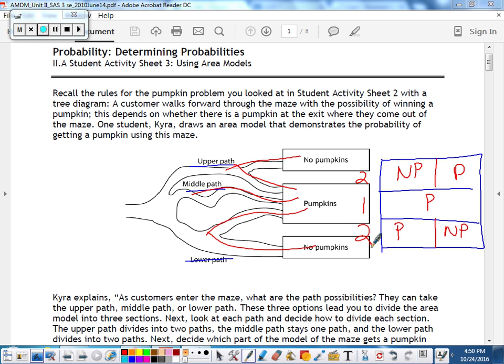I need to find the least common multiple in order for me to know what number I need to divide the whole area model by. I can count by 2s over here and do 2, 4, 6, 8. I can count by 1s over here, 1, 2, 3, 4. Count by 2s, 2, 4, 6, 8. And if you notice, the least common multiple is 2. That means that I have to divide this section into 2s, this section into 2s, and this section into 2s.